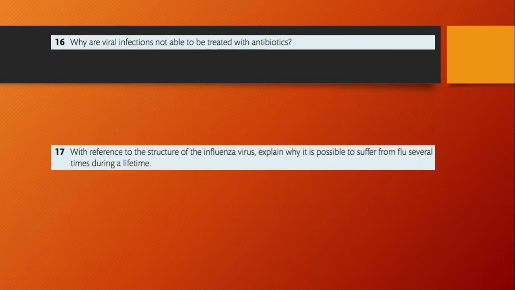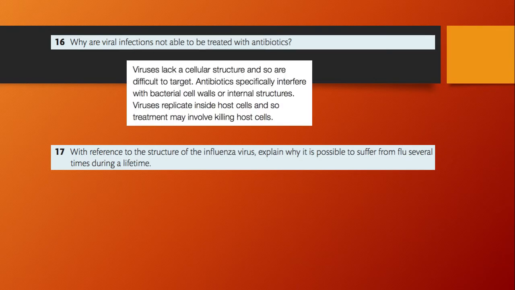Okay, so we got a couple questions here to consider. Number 16 says, why are viral infections not able to be treated with antibiotics? Okay, so we talked about bacteria versus viruses earlier. And we know that viruses lack a cell structure, and so they are difficult to target. Antibiotics specifically will interfere with bacterial cell walls, and so we can target a specific structure, whereas viruses need a host cell to replicate, and therefore we don't want to target those healthy cells.